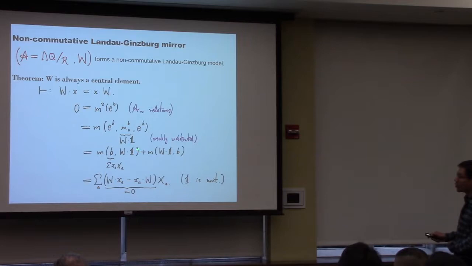Because of the property of the unit, there are only two possibilities: m2(b, W1) and m2(W1, b). Because of the property of the unit, only m2 shows up. Then b is a linear combination of the basis elements, so it becomes something like W times x_a and x_a times W. Because the whole thing has to be zero and they are linearly independent, each term is zero. So this proves why.